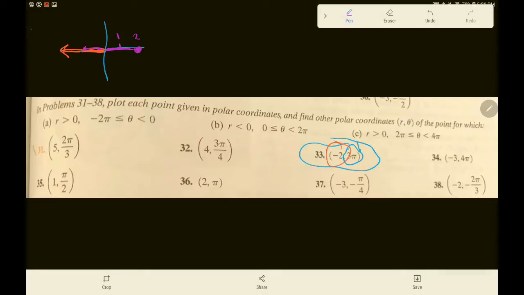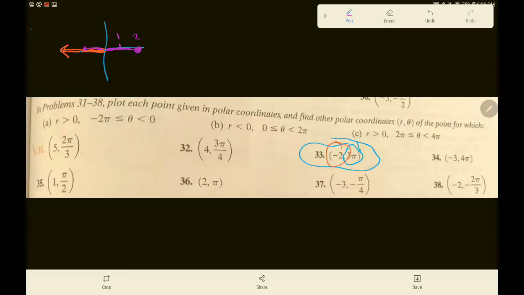There are other ways to describe this point. For example, you could describe this point as the angle 0 with the radius 2. You could describe this point as the angle pi with the radius -2.